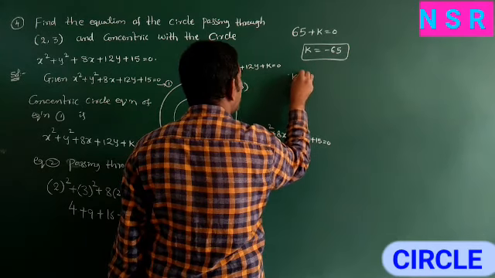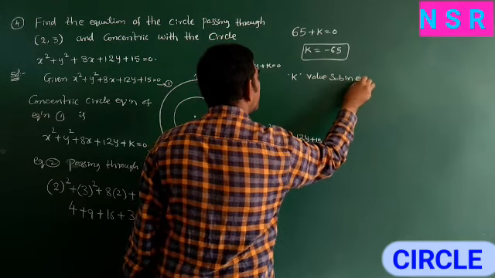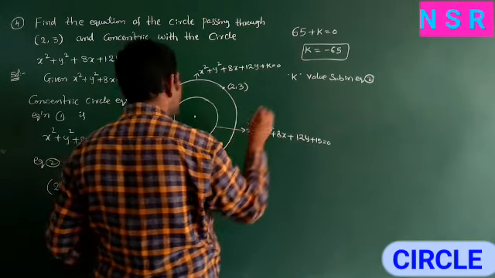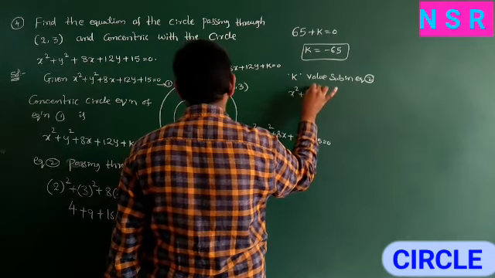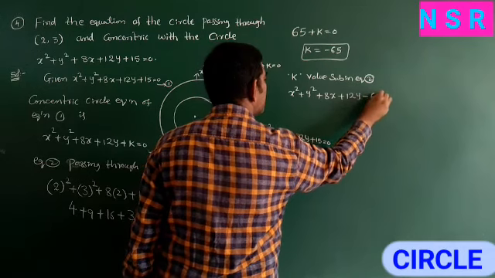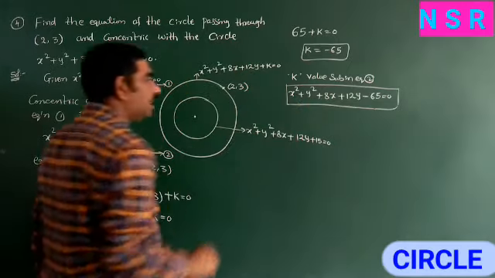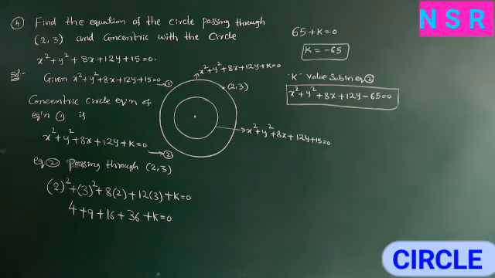So we get the k value. Now substitute the k value in equation 2. We get x square plus y square plus 8x plus 12y minus 65 equal to 0. So this is the concentric circle equation. Here the circle equation is given, and the concentric circle passes through the point (2, 3). So by using that point, find the k value. So we get the concentric circle equation. This is also an important question.